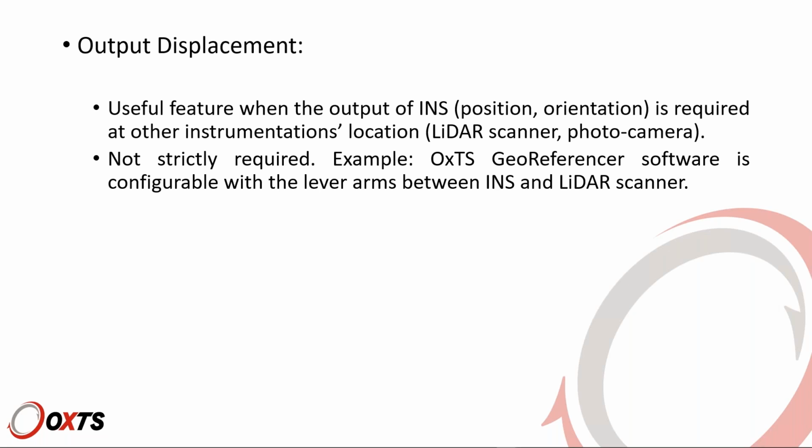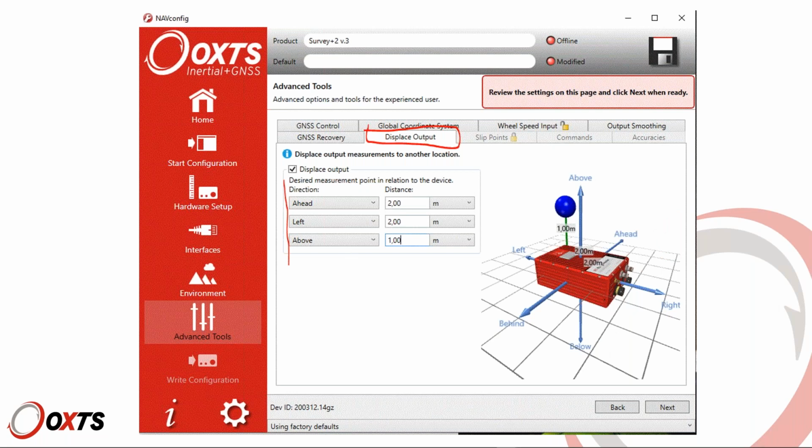For example, if you are using OxTS georeferencer, which puts together the INS and LiDAR data, there is no need to do that, because you can configure the software with the lever arms between the INS and the LiDAR. But at times, other software might not do that. So if you prefer to have your output directly at the LiDAR location, you can do that. This is where you do it in the Advanced Tools Displaced Output tab in NAVconfig. So all you have to do is basically type in the lever arms, the displacement that you want to apply.